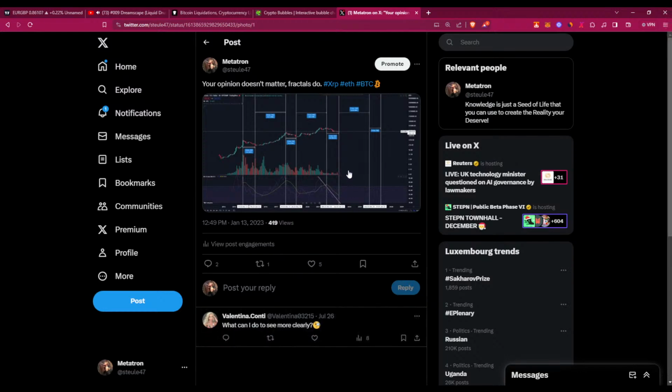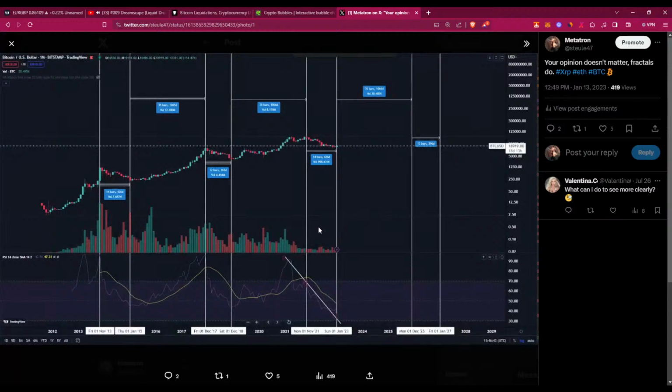Just look at this picture here. I don't know if it's clear on the stream, but you can see that we have our cycles, as everyone knows. And I predicted this on Sunday, 1st January 2023, that we bottomed out, that we had our 426 days bear market, and so on. So I wrote, your opinion doesn't matter, fractals do. Why did I write that?